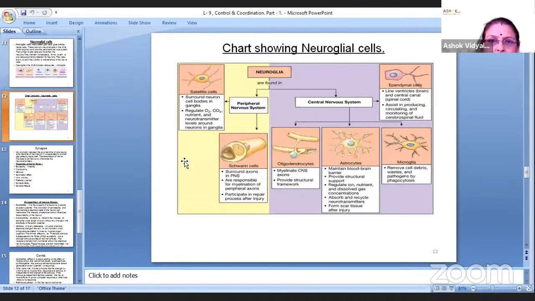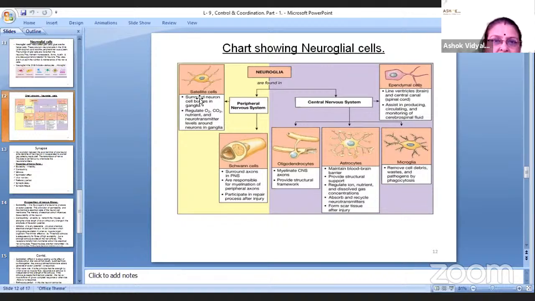Now here you see. First, let's see here, the neuroglia cells are there. This is a chart, student, showing the function of each cell over here. Neuroglia cells are there. Where are they found? They are found in the peripheral nervous system and they are found in the central nervous system. Okay. First, let's understand what are the different types of neuroglia cells which are found in the peripheral nervous system.